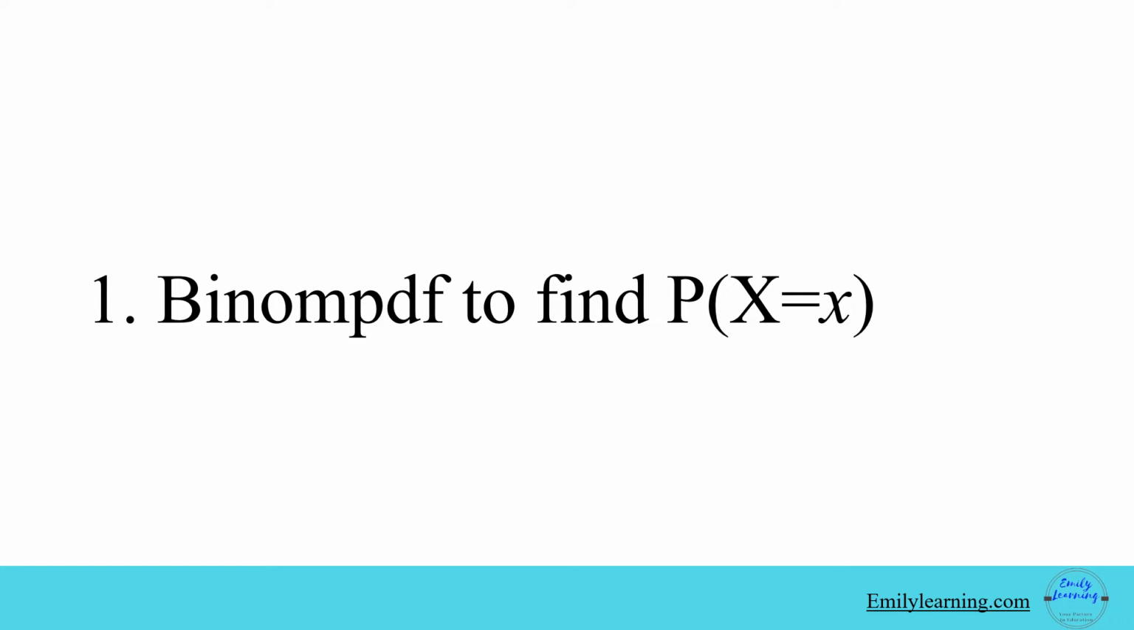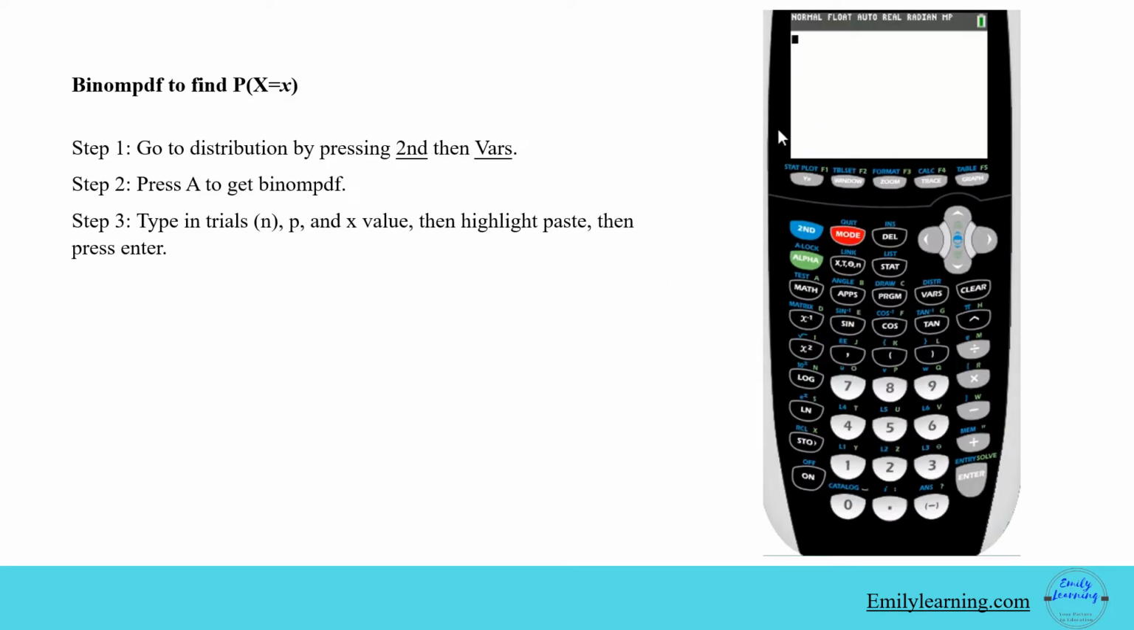Let's start off with finding P of X equals to x using the function Binomcdf in your graphic calculator. If you are interested in finding P of X equals to x for a binomial distribution, then what we need to do is to go to distribution. Distribution is in blue, right? So we press second followed by vars to go to distribution, and Binomcdf is at the back, so I press up. Then you see here Binomcdf is A, so I can type A here. Now I'm at Binomcdf.